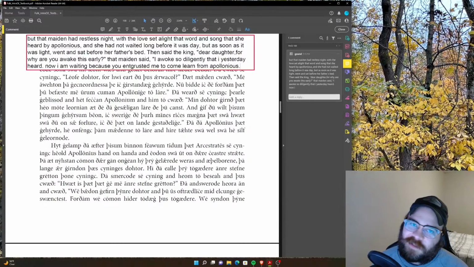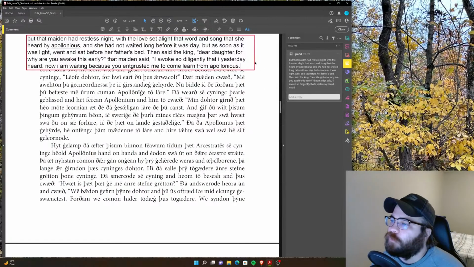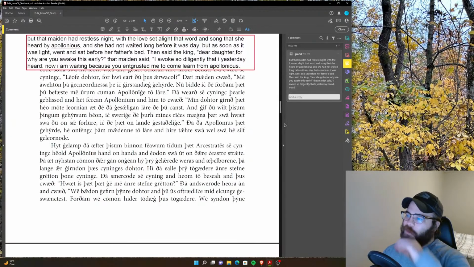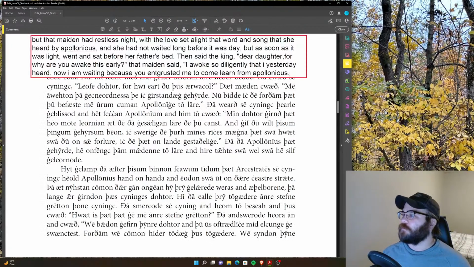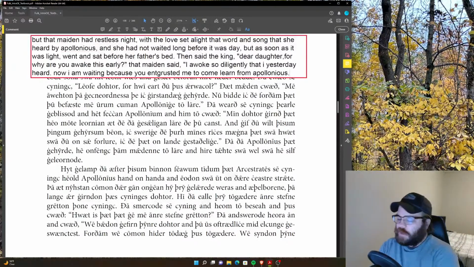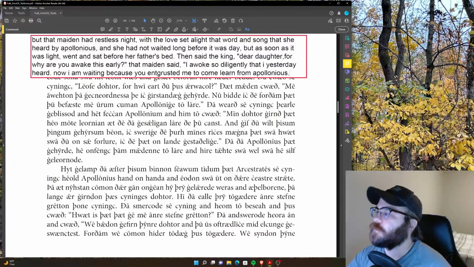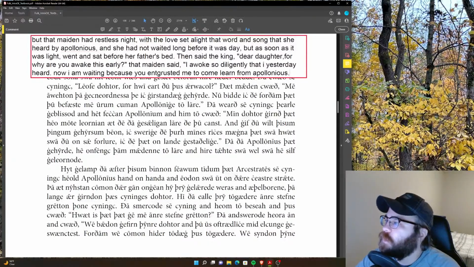I don't know. It's a weird story, guys. I don't know why this is translated into Old English. Like, what monk thought this was so important to have translated into the vulgar tongue? I don't understand. It's dumb.